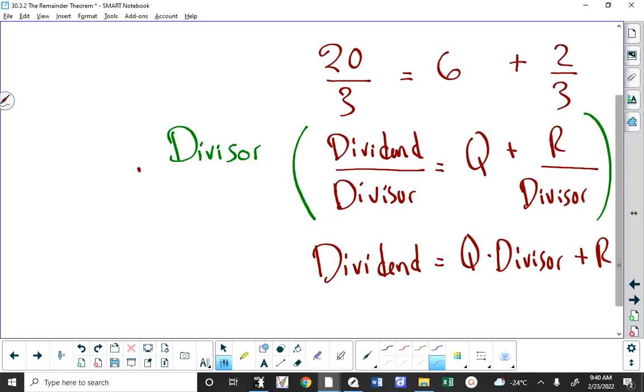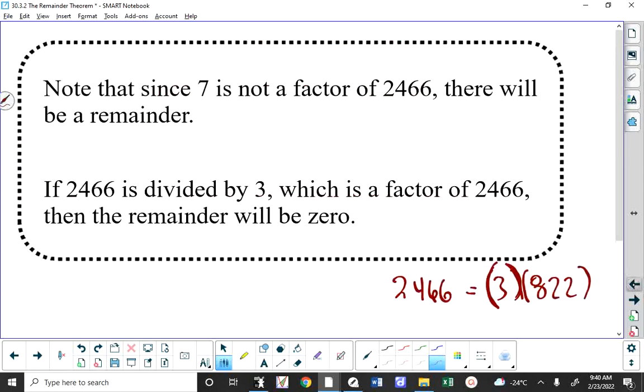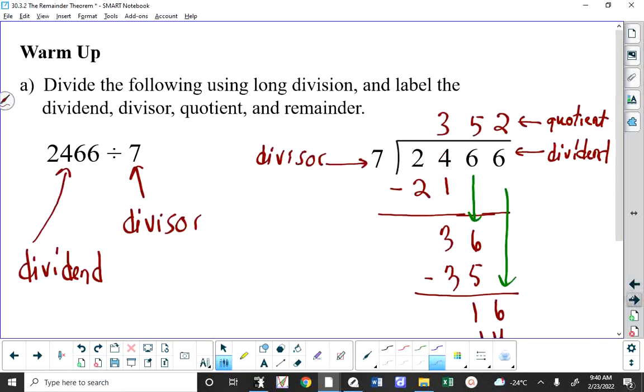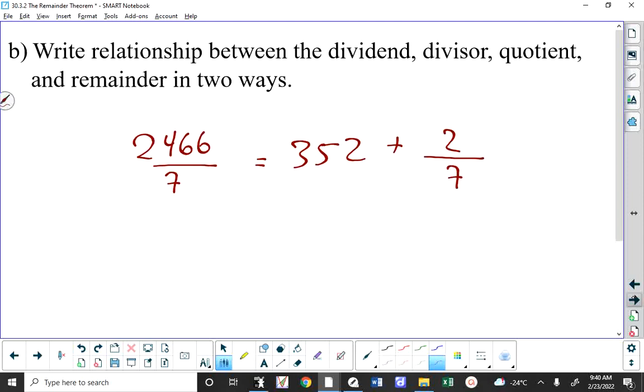And by the way, if you can come up with this, then you can divide everything by the divisor to come up with the other way to write things. So another way to write this result in this question is to say that 2466 has to be equal to the quotient times the divisor plus the remainder. And you can convince yourself of that, by the way, if you take 352 times 7 and add 2, see what you get on your calculator.